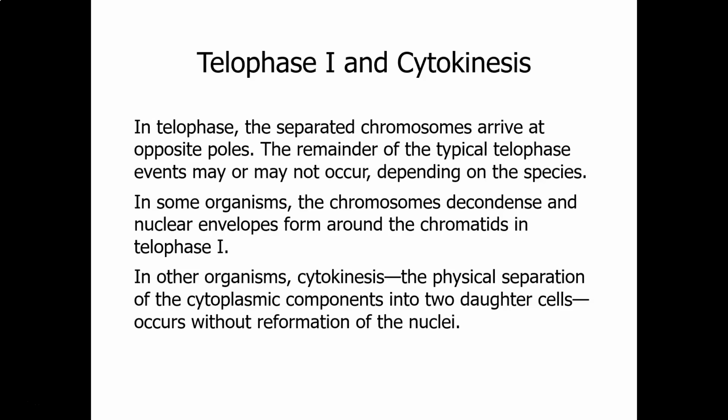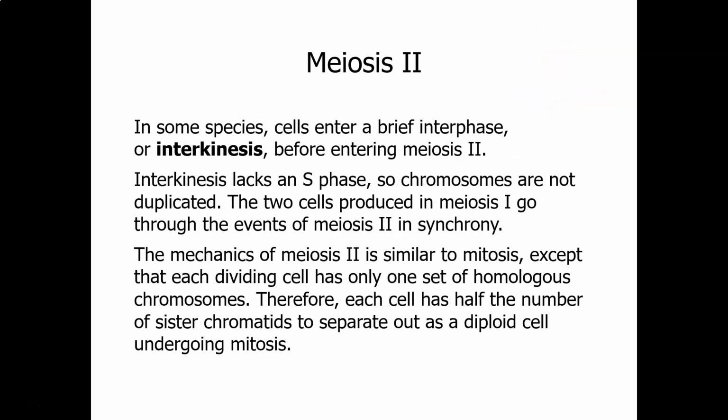And then telophase 1 and cytokinesis are very similar. Sometimes they don't go all the way through the process to where you end up with 2 separate daughter cells. Sometimes they don't separate fully until the end of meiosis 2. So sometimes there's not an interphase, but sometimes there is an interkinesis, or a break, before entering meiosis 2. And interkinesis does not have an S phase. So the DNA does not duplicate again between meiosis 1 and meiosis 2. It only duplicates before meiosis begins.